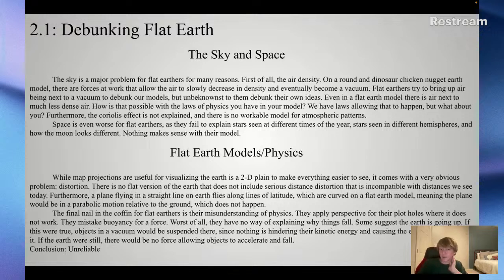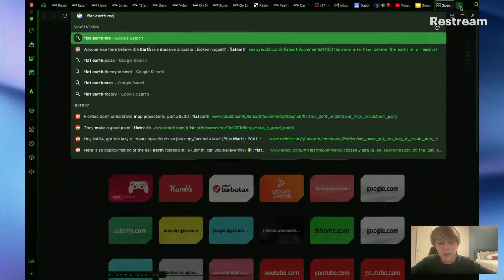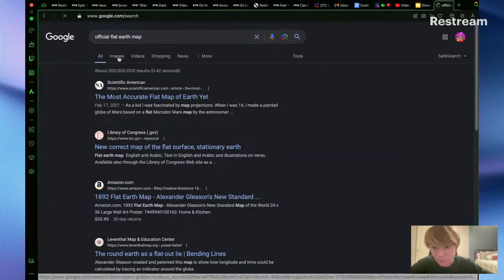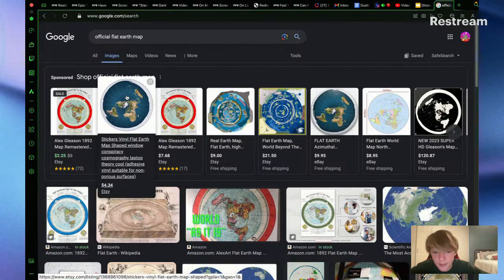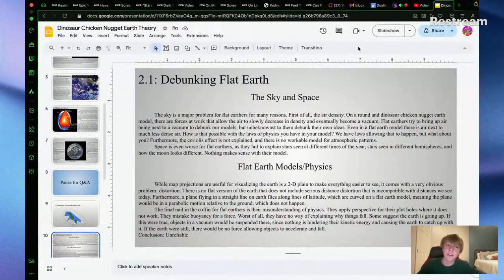There is no flat version of the Earth that does not include serious distance distortion that is incompatible with distances we see today. As a quick example, I'll look up flat Earth map. I'll look at official flat Earth map. We have stuff like this. And really, no distances are compatible with any models we currently have, like any distances we currently know.